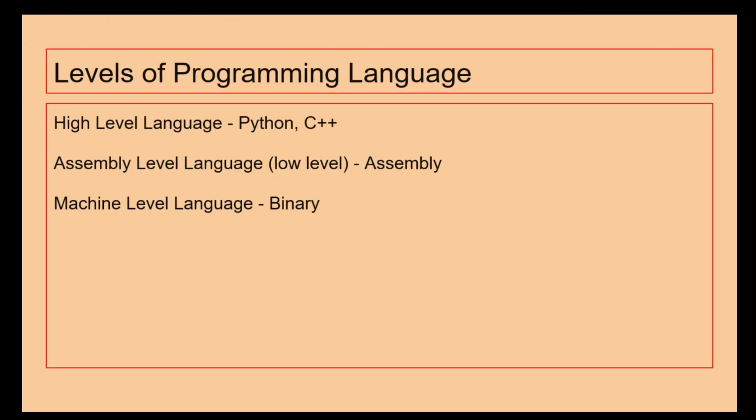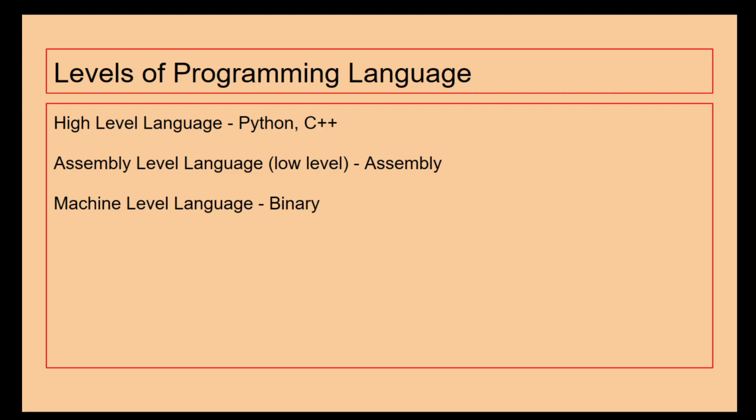So let's get started. There are three levels of programming language. You've got your high level languages, so that is what you have been using in your course, in your lessons: Python, C++, Java. These are high level languages which can be looked at and used quite easily. You've then got assembly level languages, which are low level, which use assembly code to interact directly with the computer itself.